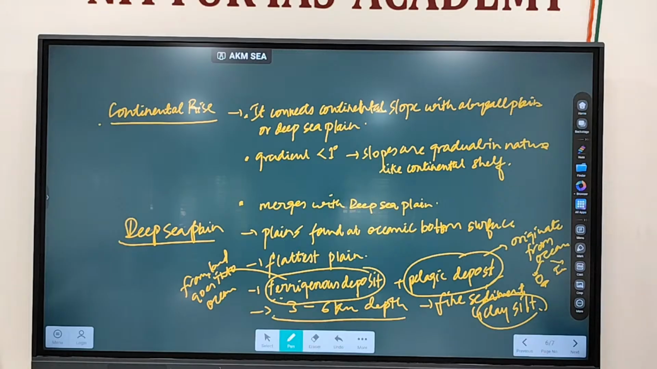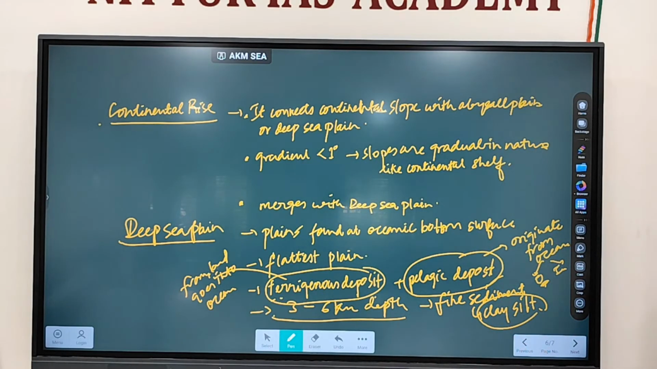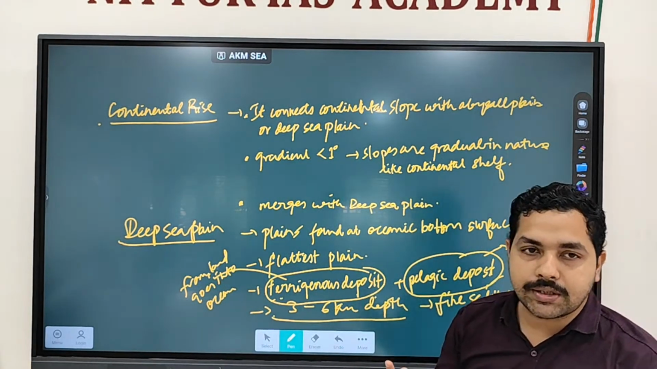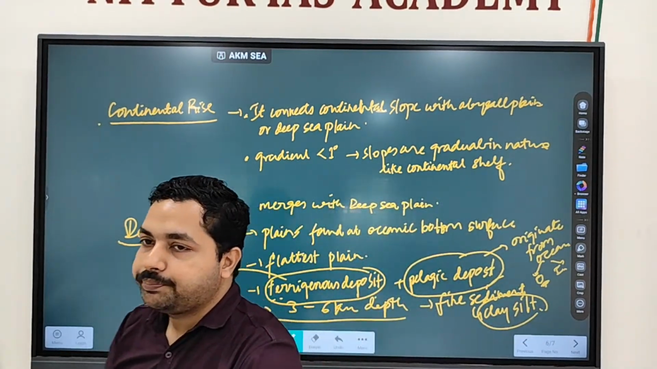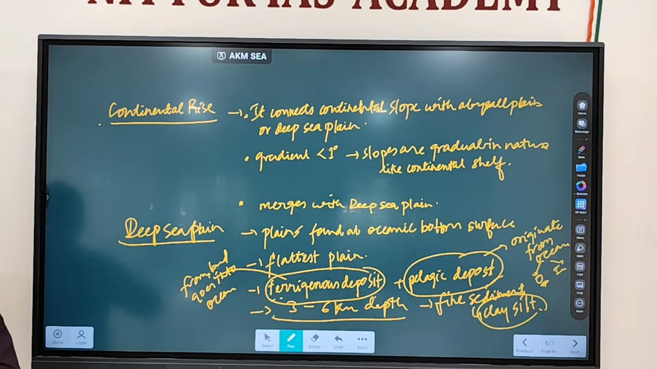So you have two kinds of deposits in the oceans. One is called pelagic. Pelagic means these deposits originate in the ocean itself, not coming from the land. When deposits come from the land and get into the ocean, such deposits are referred to as terrigenous deposits. Fine. So these are the four major relief features that you are finding: the continental shelf, continental slope, continental rise, and deep sea plain.